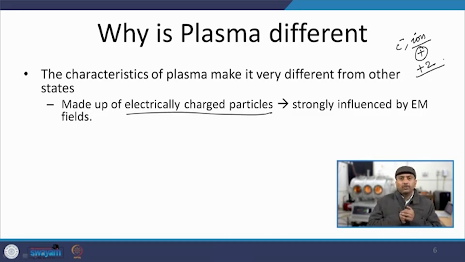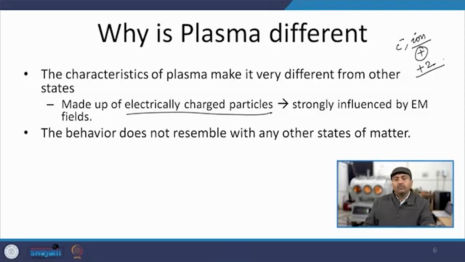So, you take a magnet, you keep it in neutral gas, nothing happens. You take a magnet, you keep it in plasma, many things happen, right. So, this differential behavior of a gas to electric or magnetic fields is the fundamental nature of the plasma. So, the behavior does not resemble any other state of matter. As a result, we have a large number of applications which are devised using this characteristic of plasma, which is an ability to be influenced by the electromagnetic fields.